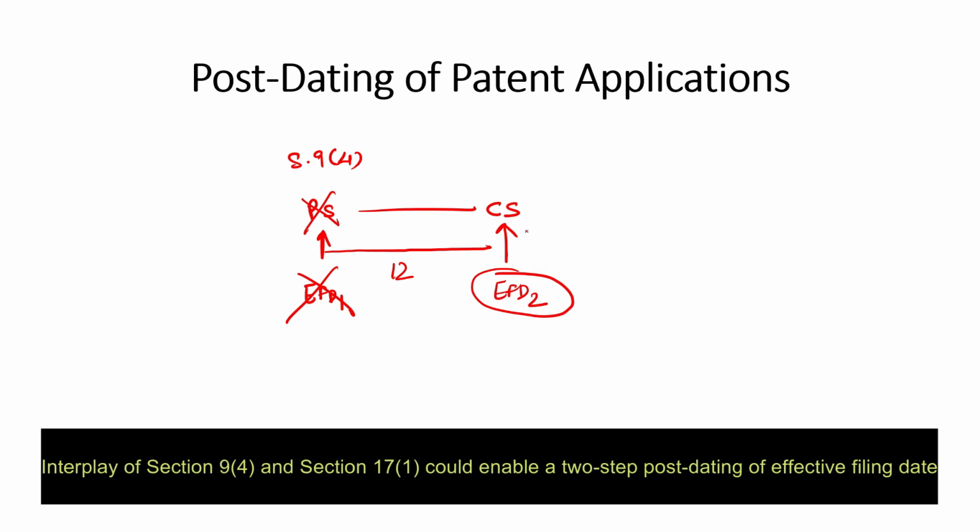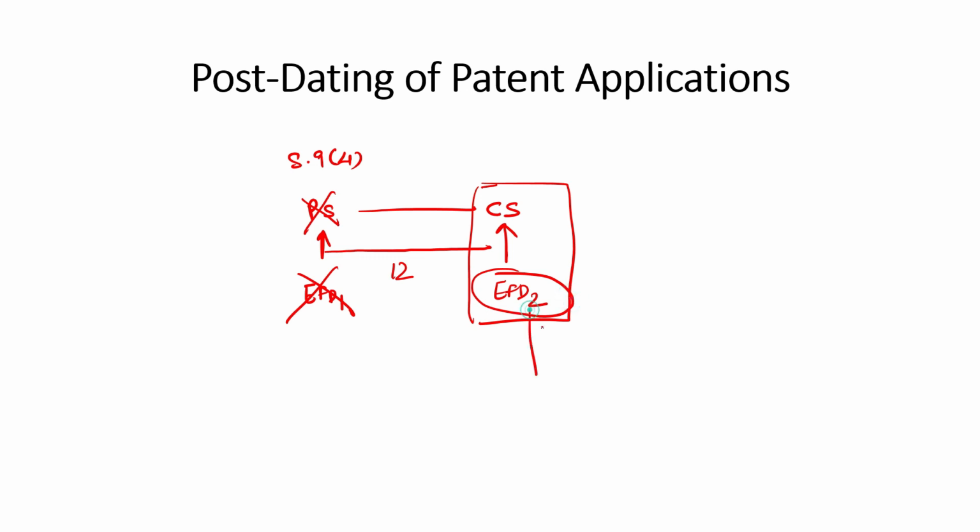So now for the purpose of section 17.1, this becomes the date of filing of the complete specification, EFD2. Now the applicant can request the controller to further shift this effective filing date by a maximum of 6-month period under 17.1. So here you have shifted the effective filing date by another 6 months, a maximum of 6 months, to a new effective filing date, which is EFD3. So by application of section 9.4 and section 17.1, you can shift the effective filing date or the priority date of your application by a maximum of 18 months at the risk of losing the novelty and inventiveness in view of any prior arts that may feature between this 18-month period.